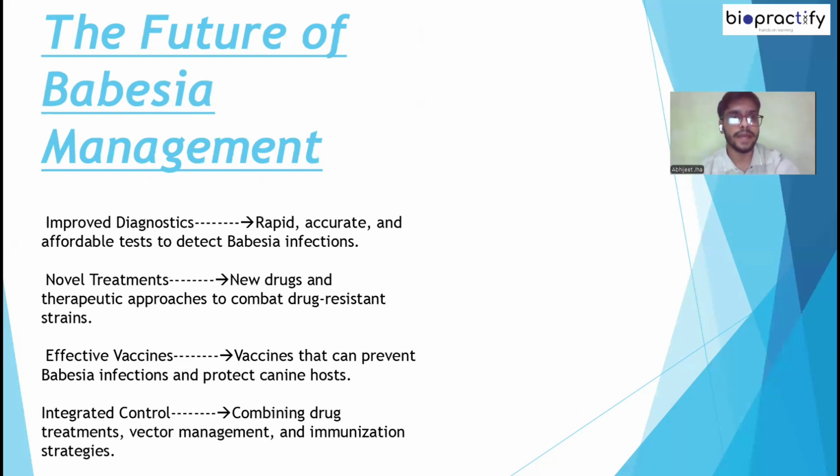The future of Babesia management: improved diagnostics, novel treatments, effective vaccines, and integrated control. Improved diagnostics: rapid, accurate, and affordable tests to detect Babesia infections. Novel treatments: new drugs and therapeutic approaches to combat drug-resistant strains. Third point is effective vaccines: vaccines that can prevent Babesia infections and protect the canine host. And fourth point is integrated control, combining drug treatments, vector management, and immunization strategies.